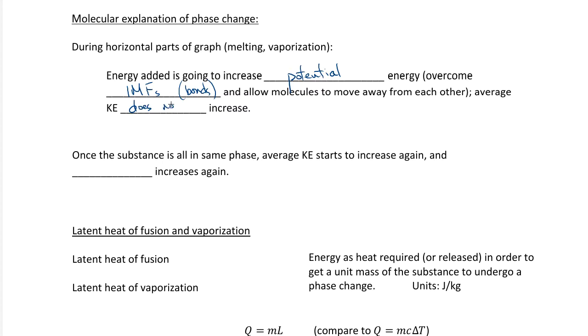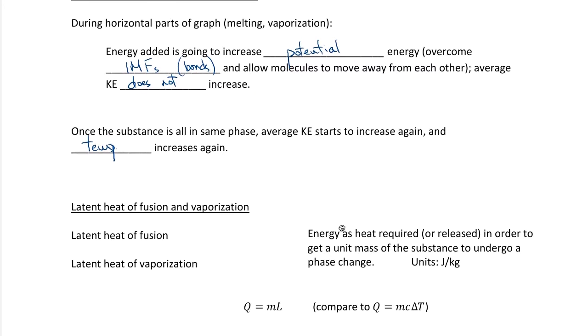And remember that temperature is a measure of the average translational kinetic energy of the molecules. Once all of the substance is in the same phase, the average kinetic energy can start to increase again as we continue to add more energy, and therefore the temperature increases again. But during those phase changes, the energy being added is going to increase potential, not kinetic energy.